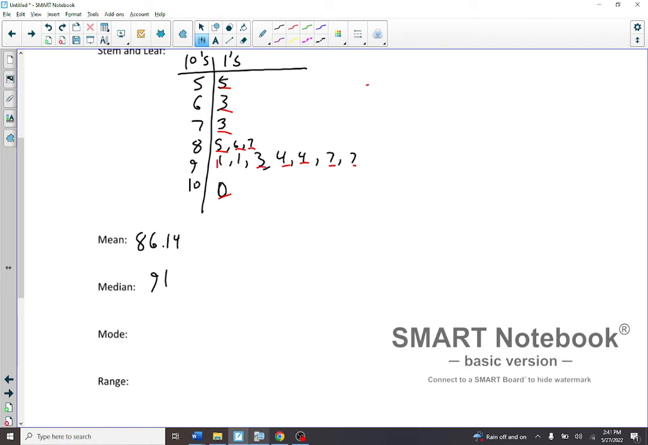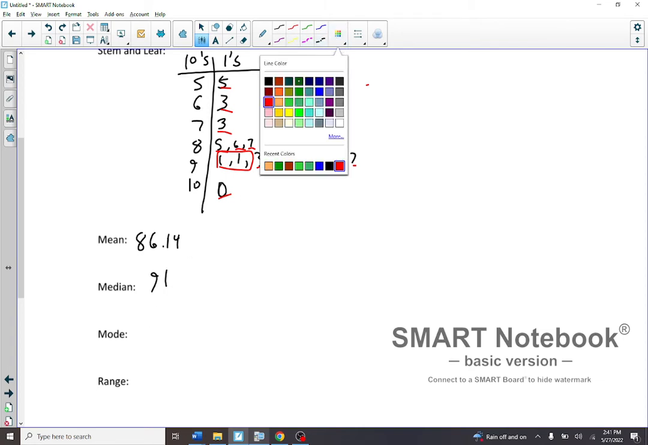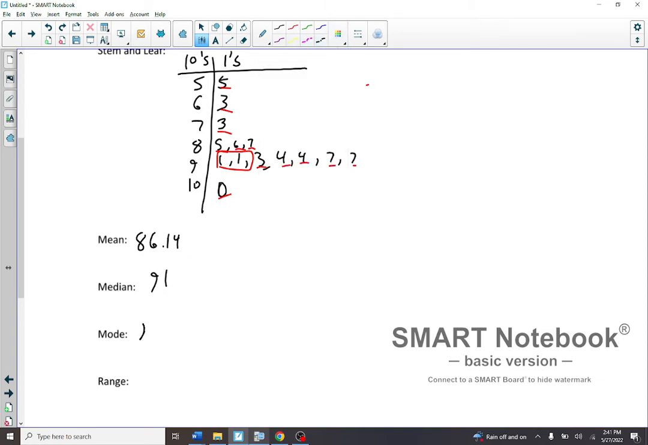And then these two are the middle, so between 91 and 91 is 91. The mode could be multiple things. So 91 happens twice, 94 happens twice, and 97 happens twice. So all of these are mode. The range is the biggest minus smallest, so 100 minus 55 is 45.